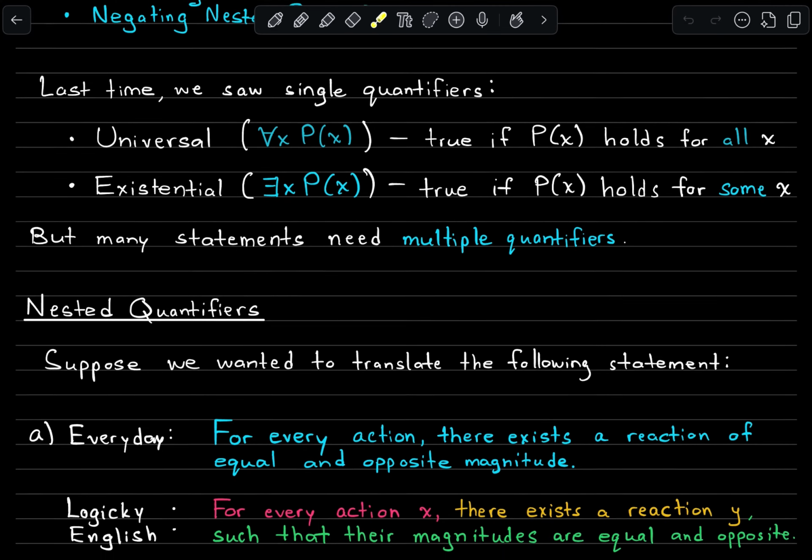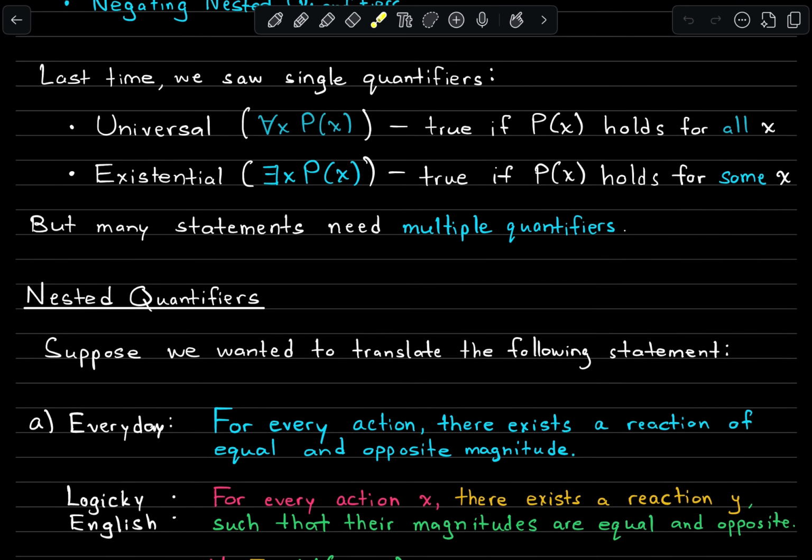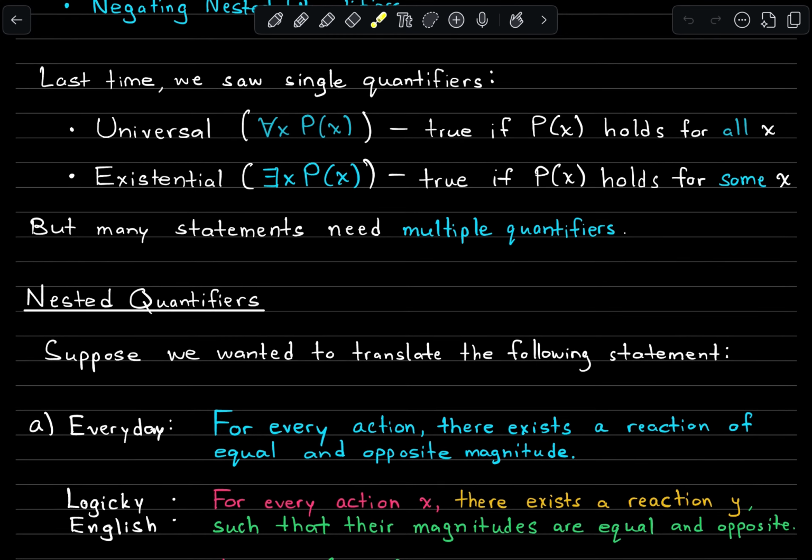Now, if we wanted to translate this into sort of logic-y English, we would say something like, for every action x. Okay, and I've got this here in red. We're going to see how that translates symbolically. That's our first piece. There exists a reaction y. That's in yellow. That's our second piece. And the last piece is such that their magnitudes are equal and opposite. Okay, so this is going to be that property that applies to these actions x and reactions y.